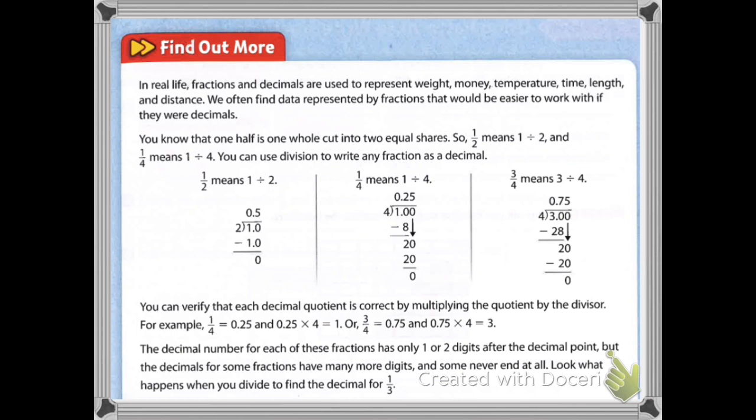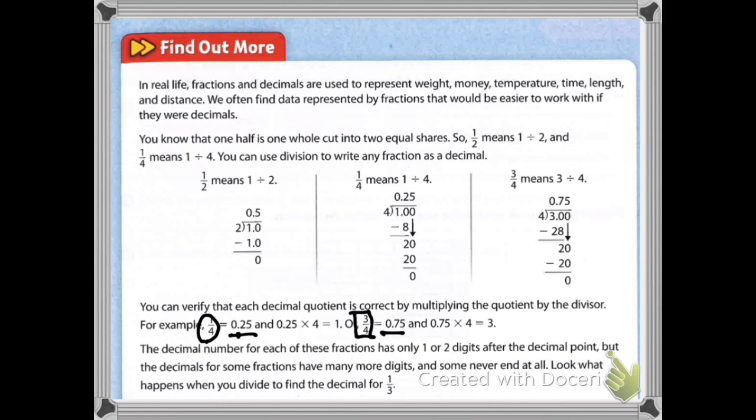1/2 means 1 divided by 2, or 0.5. 1/4 is 1 divided by 4, or 25 hundredths. And 3/4 means 3 divided by 4, or 75 hundredths. You can verify that each decimal quotient is correct by multiplying the quotient by the divisor. For example, 1/4 is 25 hundredths, and 25 hundredths times 4 equals 1, or 3/4 is 75 hundredths, and 75 hundredths times 4 equals 3.